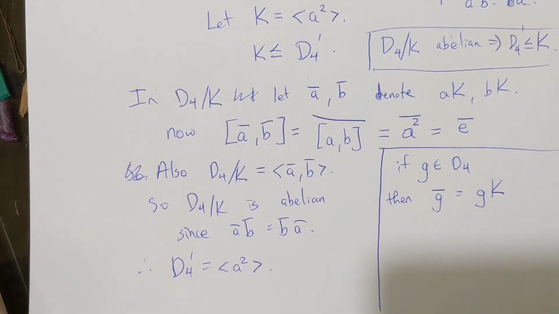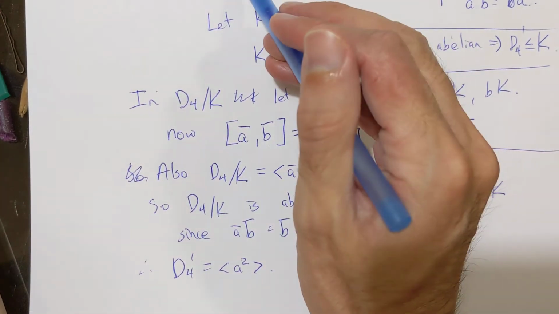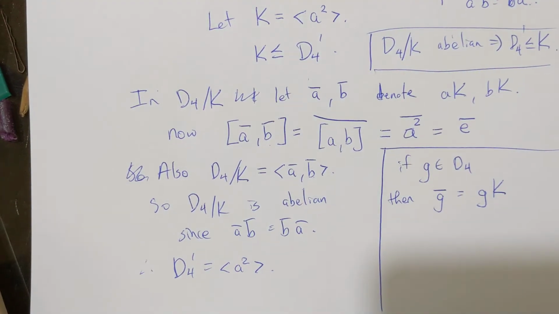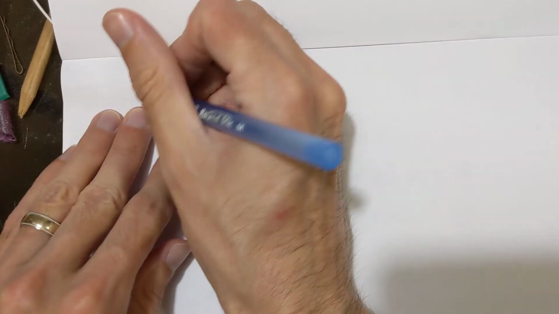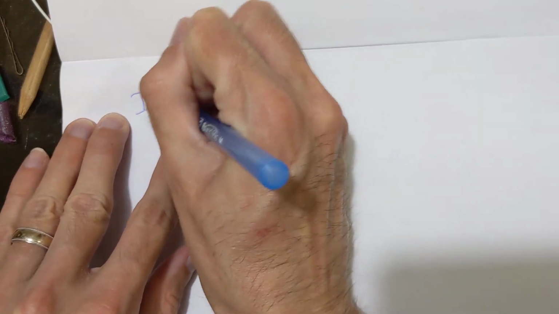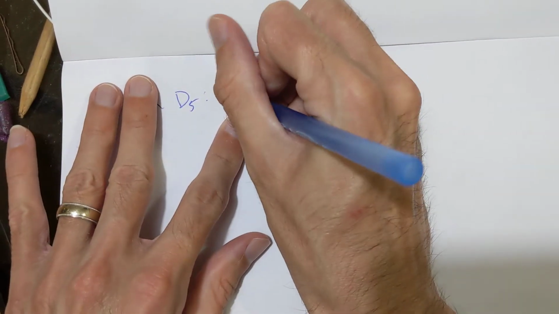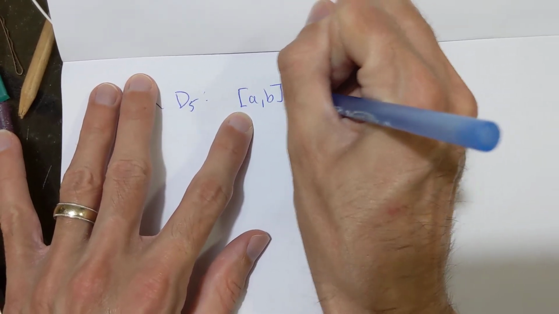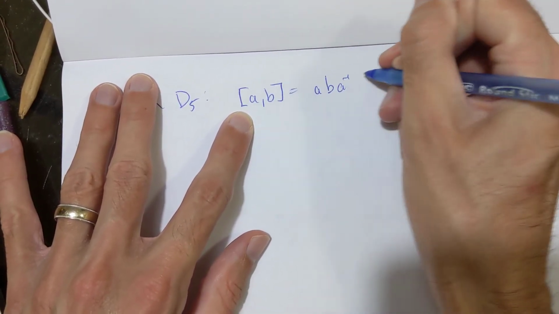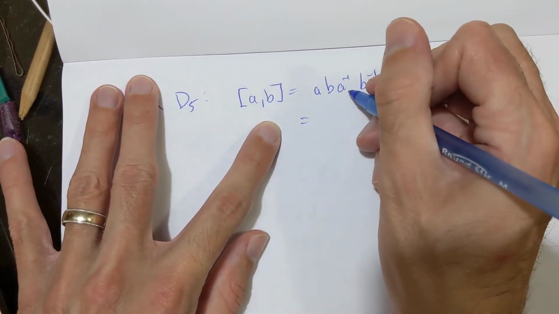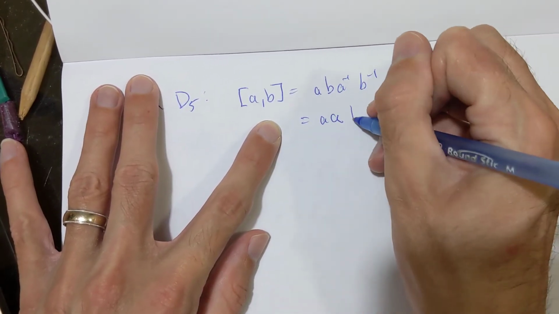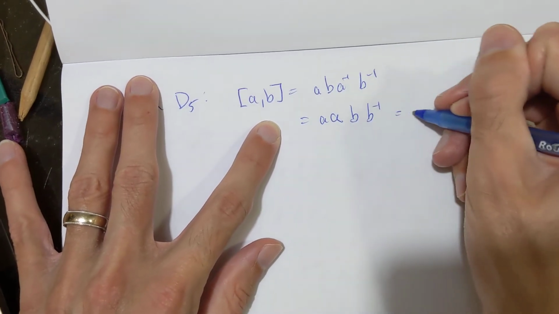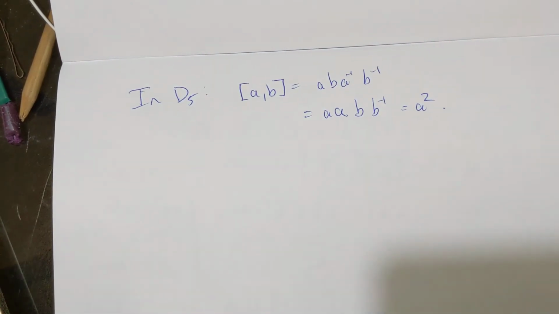Let's compute D5 prime. The strategy is the same. We'll compute the commutator of A and B, but the result turns out to be different. Okay, so let's start by computing the commutator of A and B in D5. That's AB, A inverse, B inverse, and still B A inverse is just AB. So we get the same thing. We get A squared as the commutator of A and B.